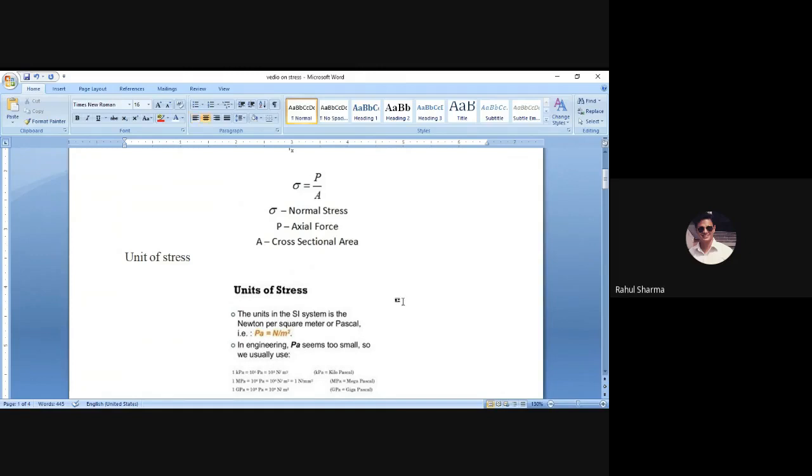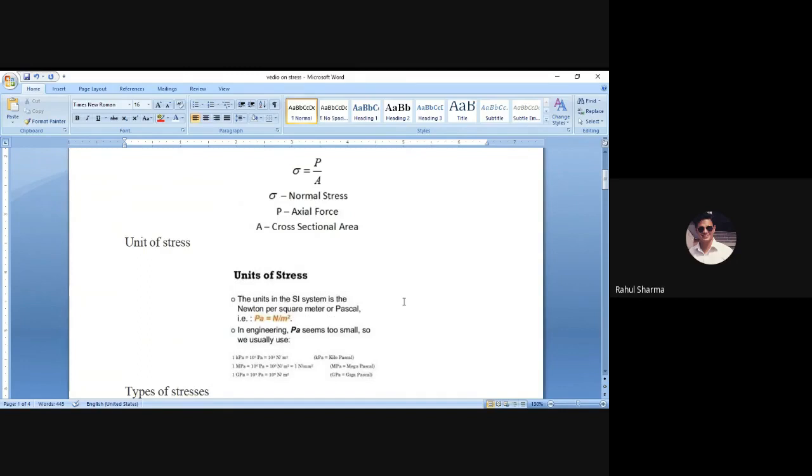Basically, this Pascal unit is very small. Generally, in numericals, you will find that the unit of stress is given in kilopascal or megapascal. You must know that 1 kilopascal equals 10 raised to power 3 Newton per square meter, and 1 megapascal equals 10 raised to power 6 Pascal. You must also know that 1 gigapascal equals 10 raised to power 9 Pascal. This data is very important for solving numerical problems.